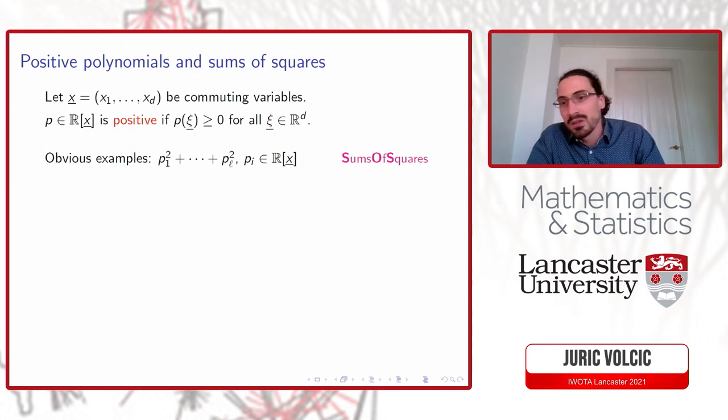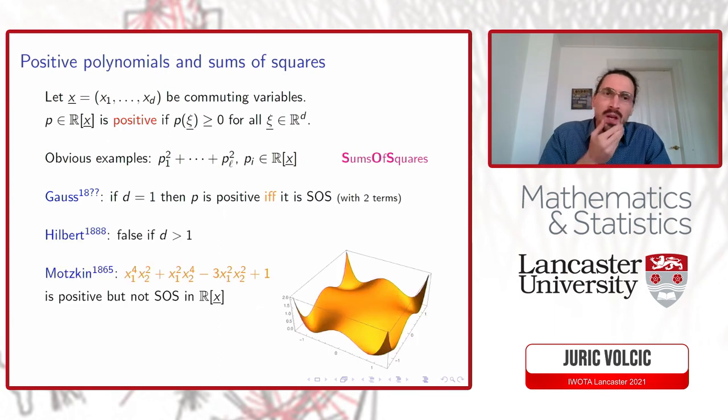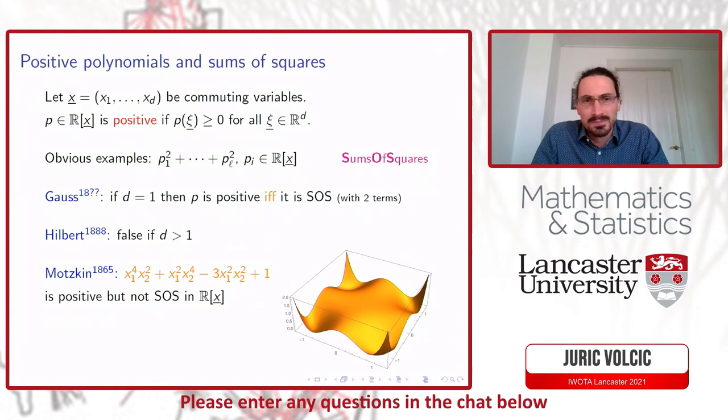And one can ask, well, is that all there is? And yes, if you're in one variable, that's true, and that goes way back to Gauss, 18 something something. So a univariate polynomial is positive if and only if it's a sum of squares, actually of two squares. However, this fails as soon as you have two variables or more. This was already known to Hilbert just before 1900, although for a concrete polynomial we had to wait a little bit longer. Motzkin gave the first concrete polynomial, this polynomial of degree six. You can check that it's positive, but you cannot write it as a sum of squares of polynomials.